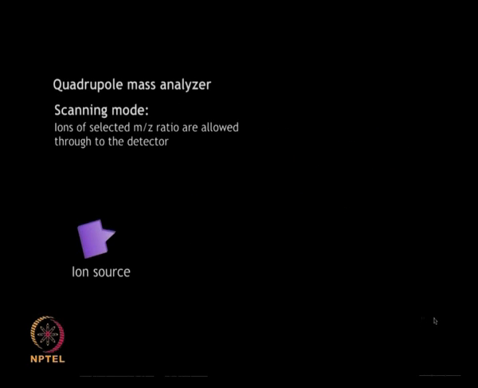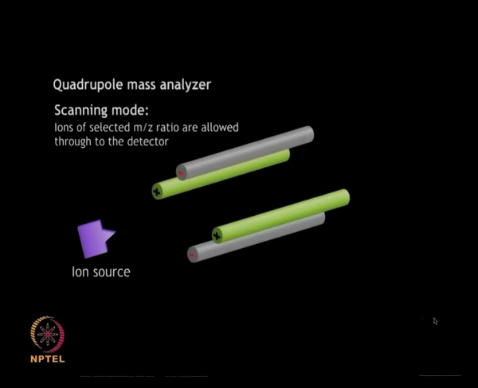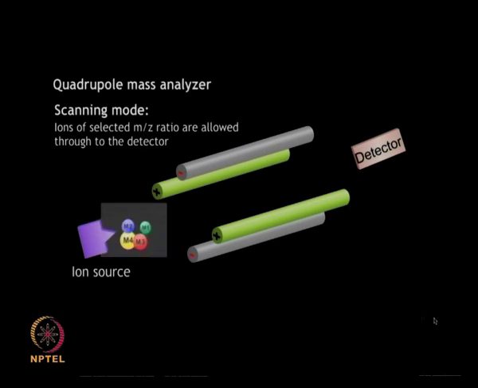In the scanning mode, the quadrupole analyzer selects ions of a specific m/z value as set by the user. A range can also be entered, in which case only those specific ions which satisfy the criteria will move towards the detector and the rest can be filtered out.